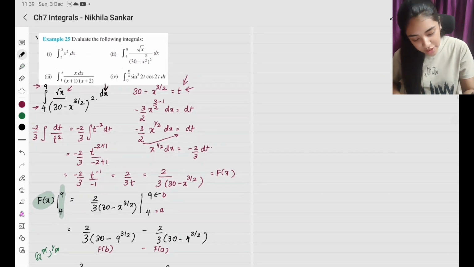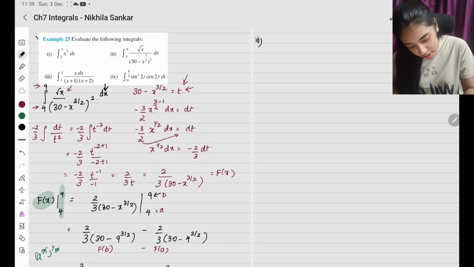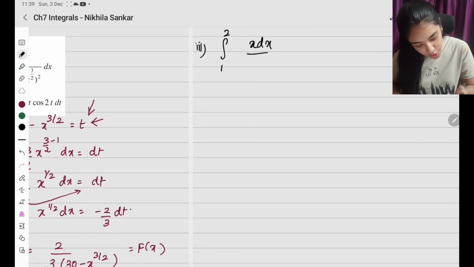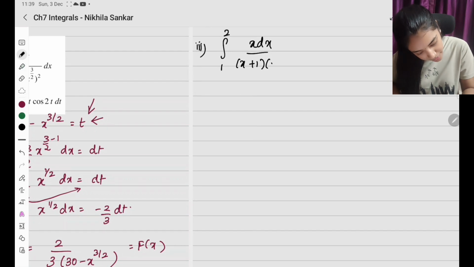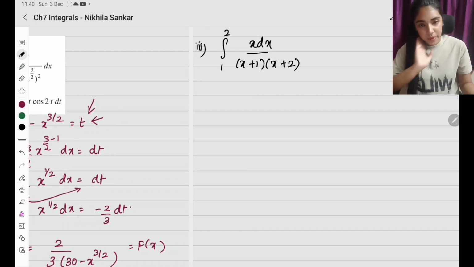This is basically partial fractions. So, I'll copy the question. Third, integral 1 to 2, x dx divided by x plus 1, x plus 2. So, x plus 1 times x plus 2. So, now can we do this with the partial fraction method? Now we have to do it in partial fractions quickly.